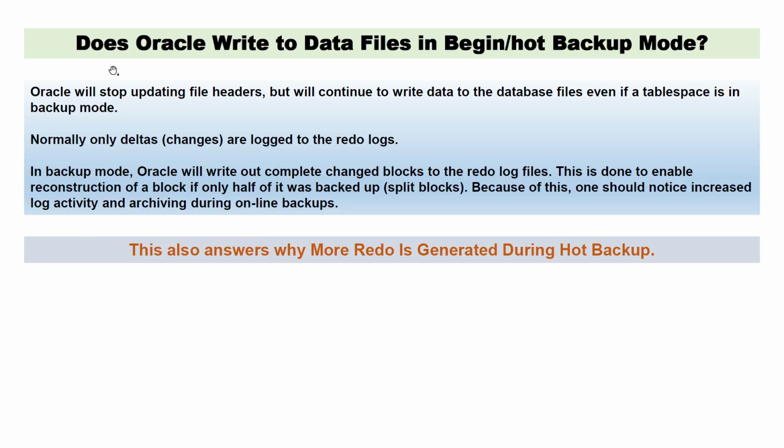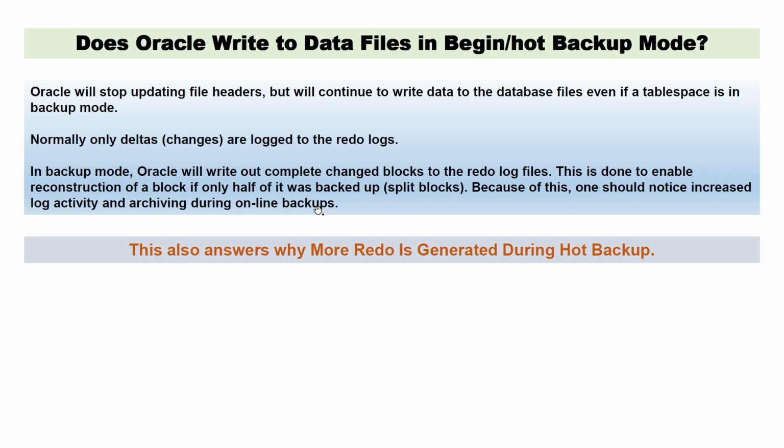Now, does Oracle write to data files in begin or hot backup mode? Oracle will stop updating the file headers but will continue to write data to database files even if the tablespace is in backup mode. This is very important. Normally, only deltas are logged to redo logs. In backup mode, Oracle will write out complete changed blocks to redo log files. This is done to enable reconstruction of a block if only half of it was backed up, split blocks. Because of this, one should notice increased log activity and archiving during online backup.